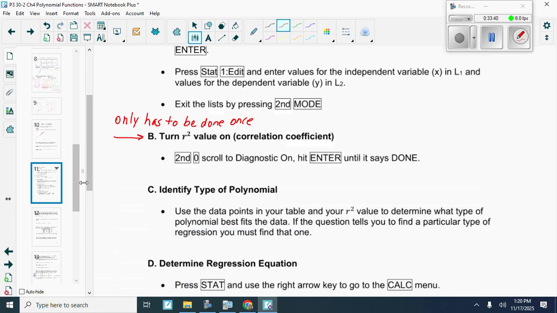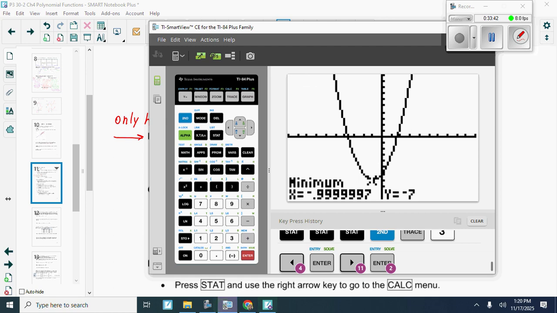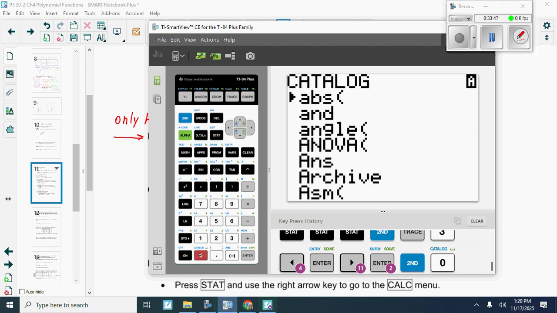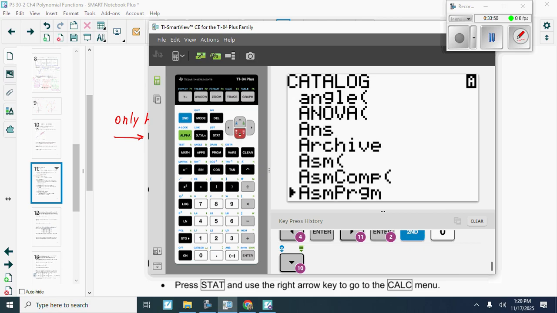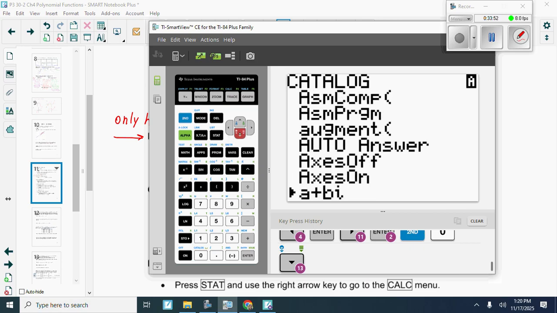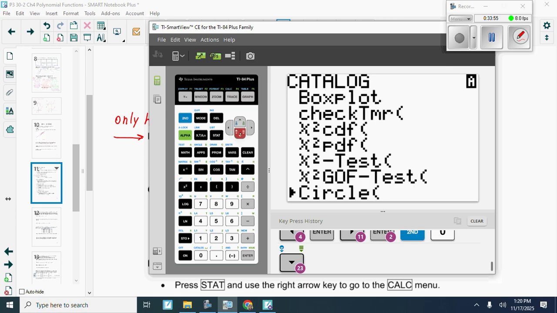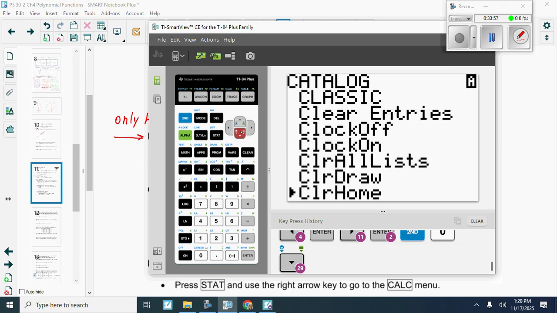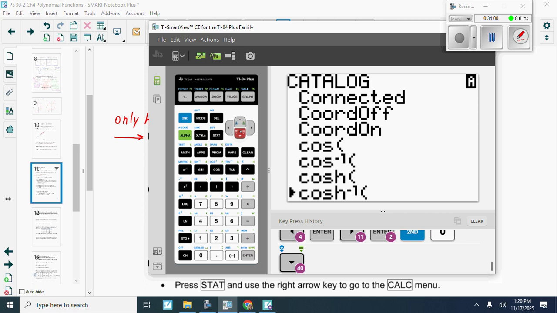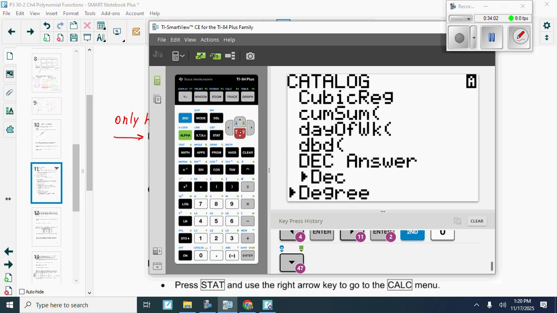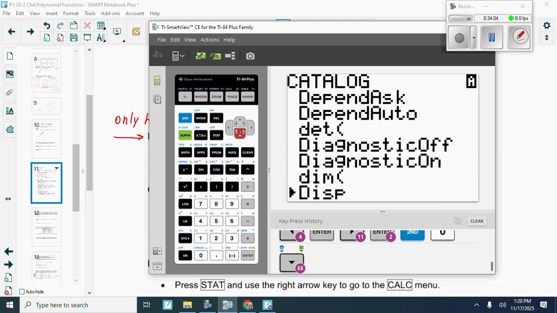I want you to hit second 0 on your calculator. Second 0 is the catalog. You're going to scroll all the way down until you hit diagnostic on, so go through the A, B, C's, and D's. There we go, diagnostic off, diagnostic on. You want to scroll up to diagnostic on. You guys are following along, right?